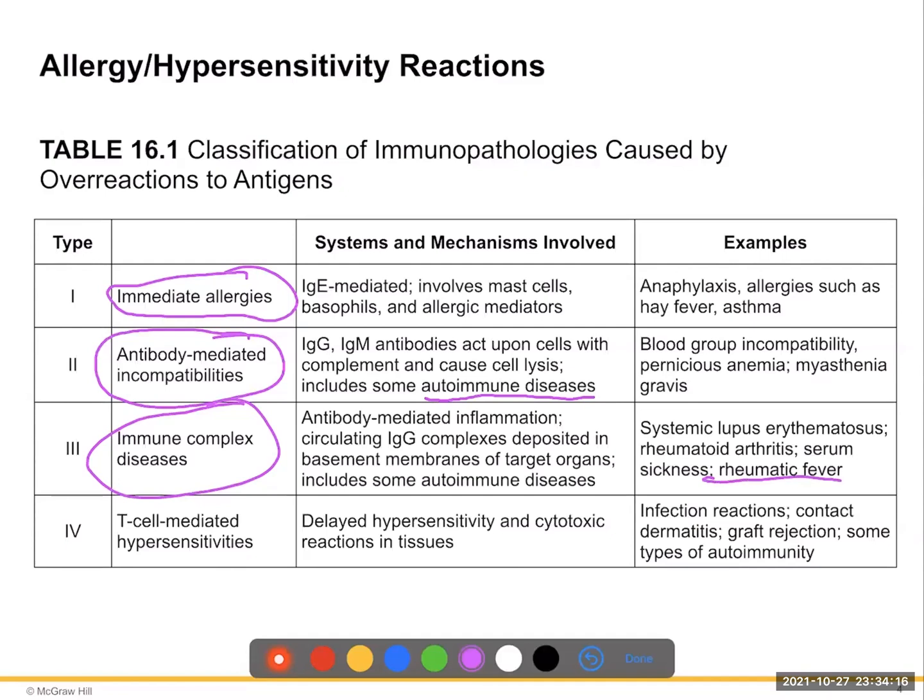Type 4, T cell mediated hypersensitivities. Delayed hypersensitivity is cytotoxic reactions in tissues. Graft rejection, and some types of autoimmune diseases also.